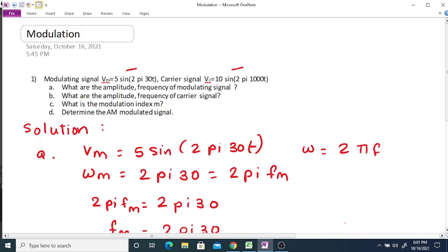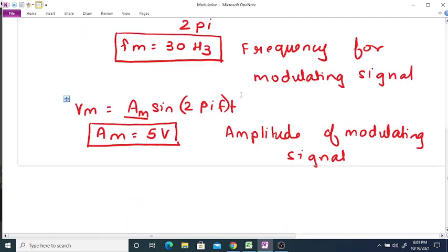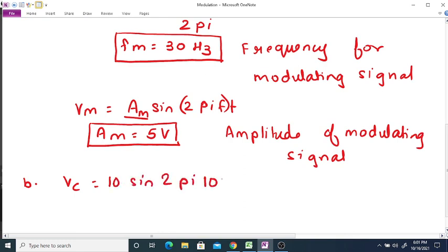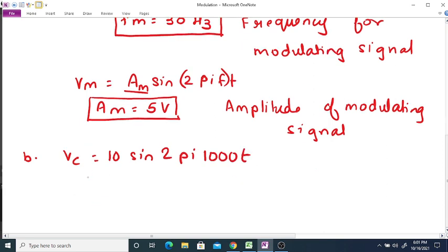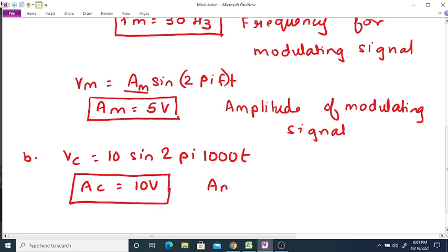Now, we will see part B. Now, we have to find the amplitude and frequency of the carrier signal. So, part B, Vc is given as 10 sin 2 pi 1000 t. So, here again we can see that Ac, that is the amplitude, is given as 10 volt. So, this is the amplitude of the carrier signal.